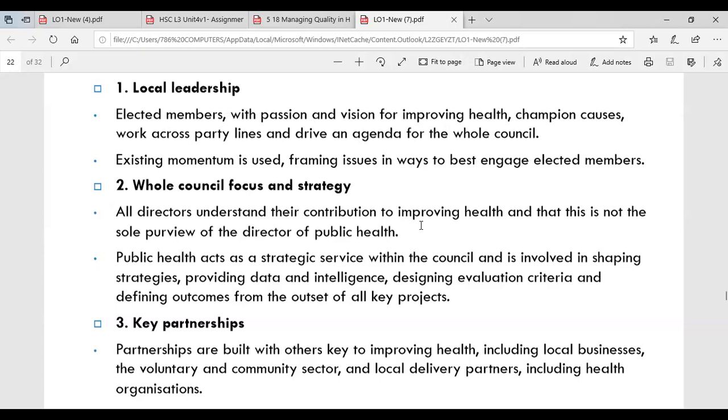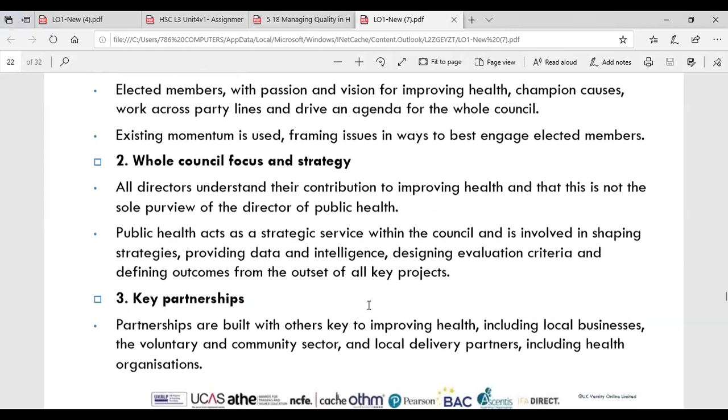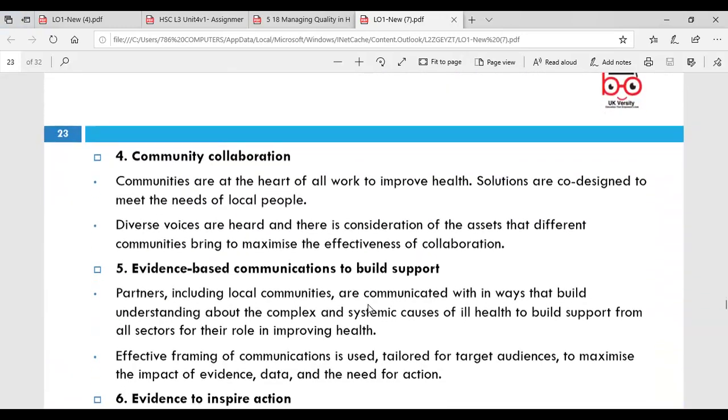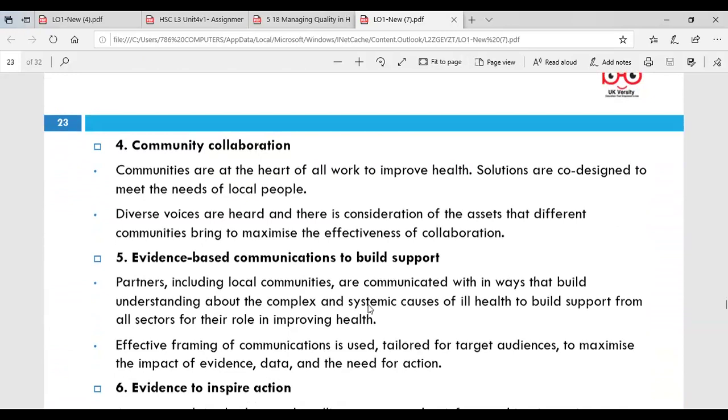And then the third element is key partnerships. So there are different partnerships that are built, and those are, again, to provide quality healthcare. They may involve local businesses, voluntary and involuntary services, and local delivery partners, which include health organizations. So these partnerships are in place, which is one of the key components. Community collaboration, without which it's not possible. So there are solutions that are designed in order to meet the needs of local people. So then when you're electing a person, they should be a part of the community. This should be the ideal case. If not, then that person doesn't know the community dynamics very well.